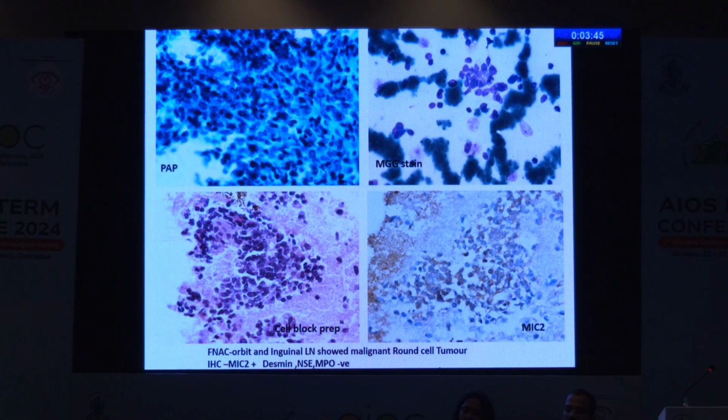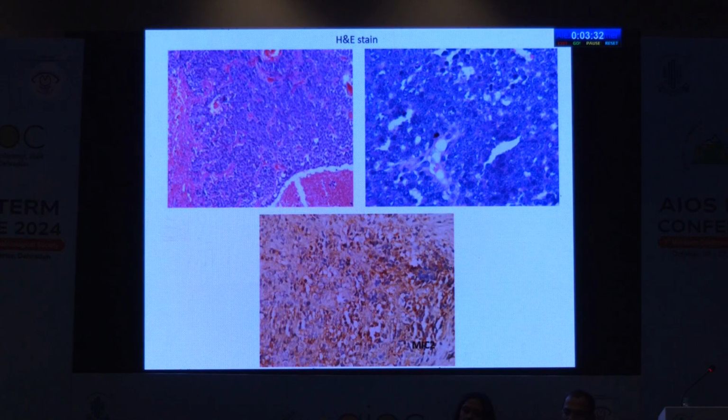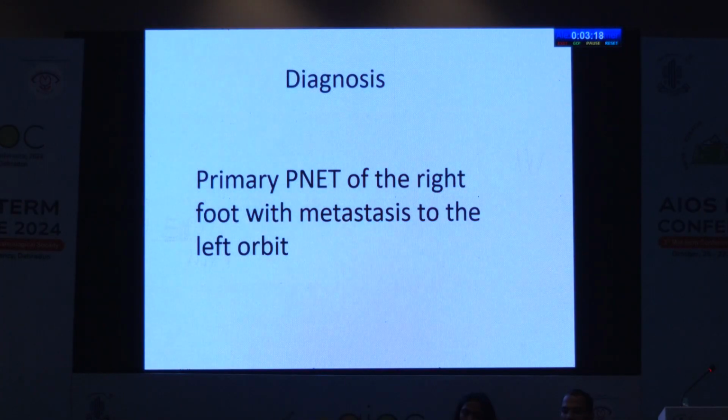And we resorted to immunohistochemistry. Desmin, NSE, MPO, all were negative, ruling out a rhabdomyosarcoma and granulocytic sarcoma. But IHC for MIC2 was positive. So MIC2 is positive in PNETs. So the entire mass was excised, and in the sections we also saw a round cell tumor with numerous mitotic figures. Again, MIC2 was positive and PAS was negative. So this was a primary primitive neuroectodermal tumor of the right foot with metastasis to the orbit.